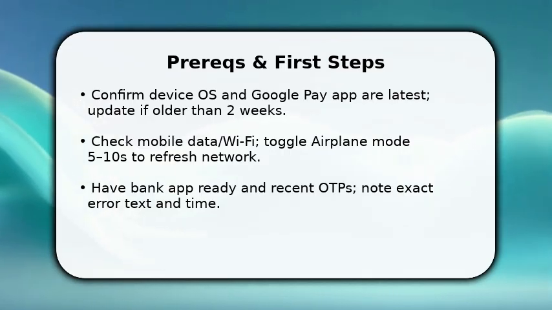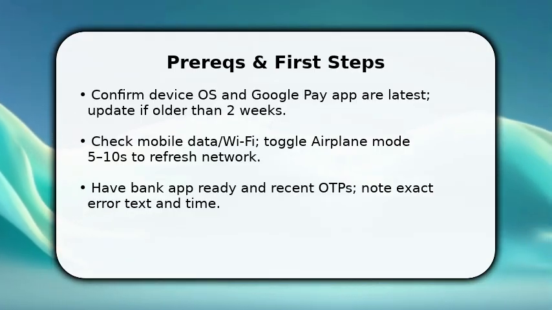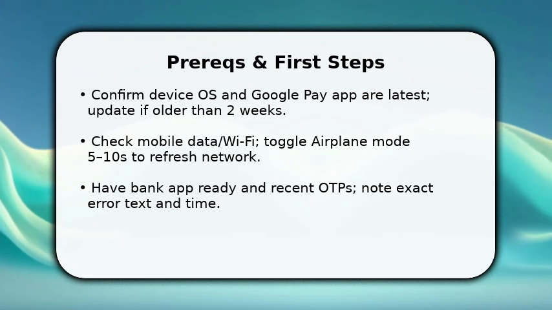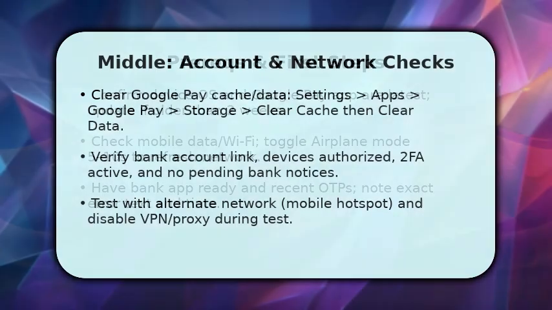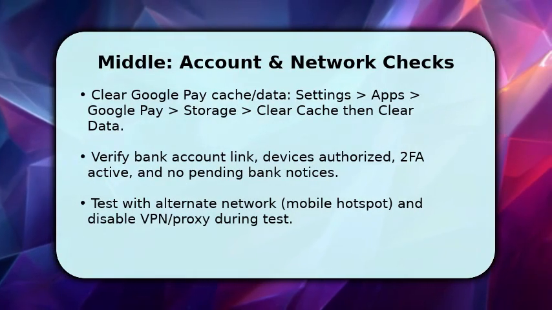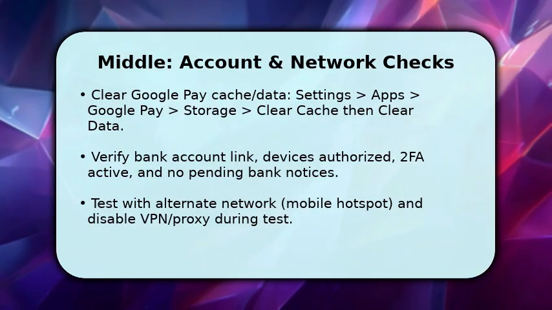Open your bank app to confirm it logs in and can request OTPs, since if the bank app is blocked, the payment flow will fail. Record the exact error message and timestamp for later checks. Once done, clear Google Pay cache and, if necessary, app data to reset stale tokens. This often resolves server token mismatches.